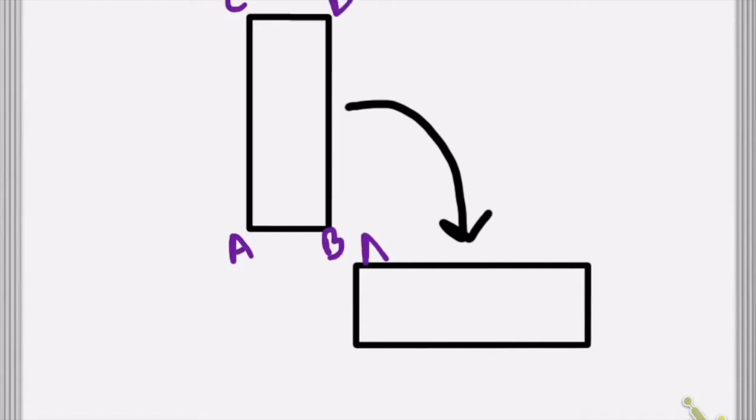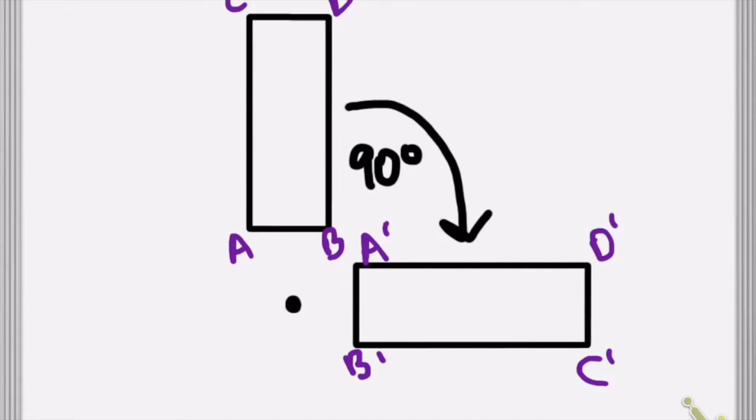Okay, here is a picture of a rotation that has taken place with rectangle ABCD. It's been rotated 90 degrees clockwise to form rectangle A prime, B prime, C prime, D prime. And we're going to label the pieces to this. And it's been rotated around this dot.